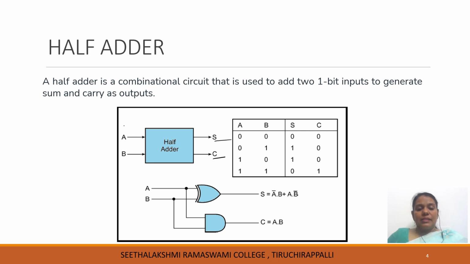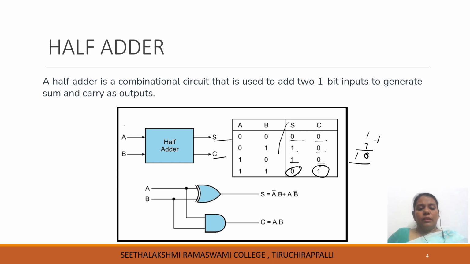From the truth table, you could see that when 0 and 0 is added, you get a sum equal to 0 and the carry will obviously be 0. When 0 and 1 is added, you will get the sum as 1 and the carry as 0. When 1 and 0 is added, you will get 1 as sum and 0 as carry. When 1 and 1 is added, you will get a sum equal to 0 and carry will be equal to 1.